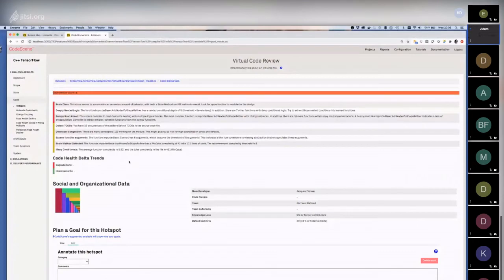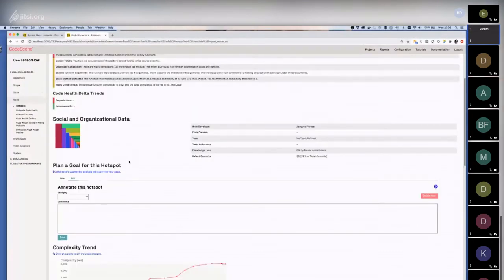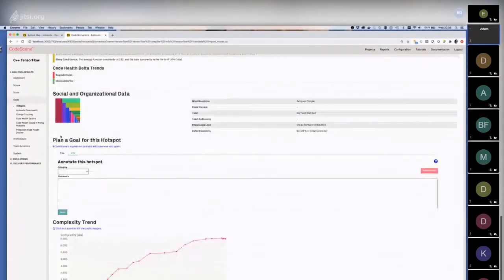Another interesting thing with version control data is that we can immediately find out which developers, which teams have worked in this code. So I can see who has written most of the code here. And again, if this was my project, those would probably be the people I would talk to get more input before making a decision what we do with this hotspot.